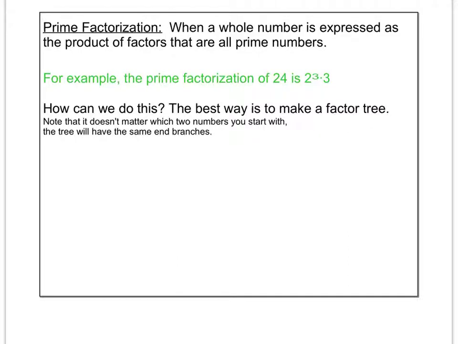Alright, prime factorization. When a whole number is expressed as the product of factors that are all prime numbers. So for example, 24 is 2 cubed times 3. So you're probably saying, how in the world are you getting that? So the best way to do this is a factor tree. So you're going to take 24 and you're going to say, alright, what times what is going to be 24? So we're looking for prime numbers.